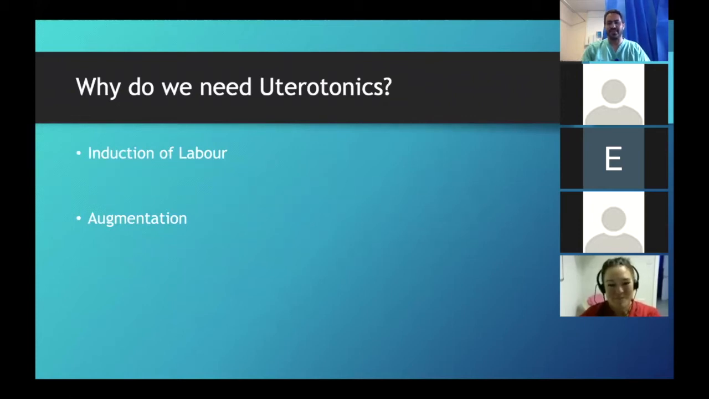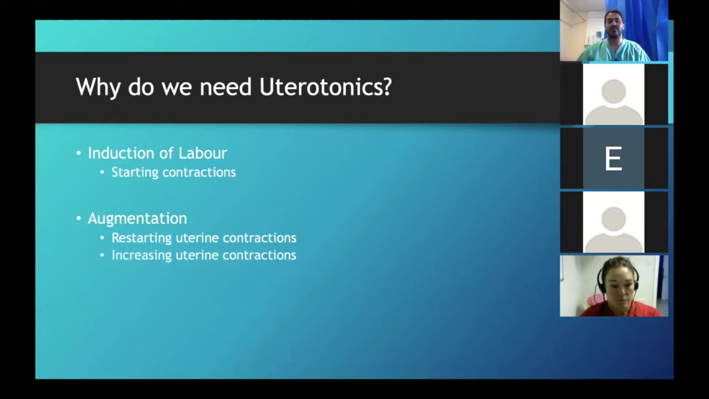So what is actually induction? Induction is starting contractions when you have nothing already happening. The uterus is not contracting at all, or she's not in labor. She's potentially having occasional tightenings, but we're not actually in labor yet. While augmenting is where there were contractions, they're fading away, or they're stopping, or potentially not effective enough. So if they're gone, we're either restarting the contractions or we're increasing their power or frequency.